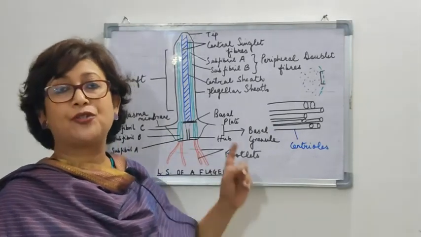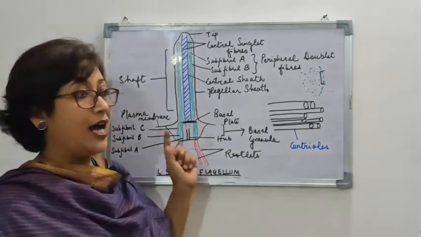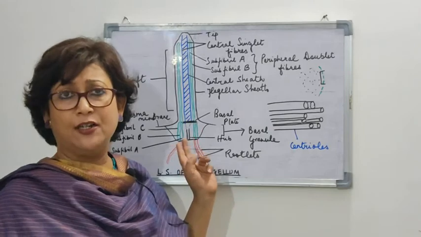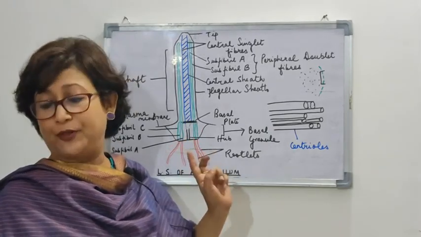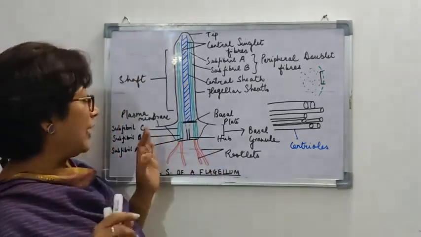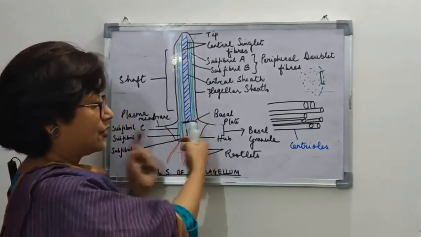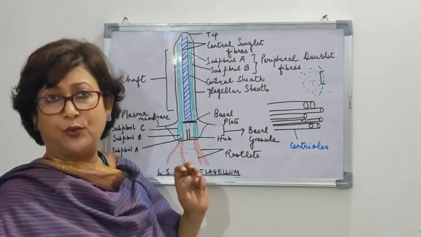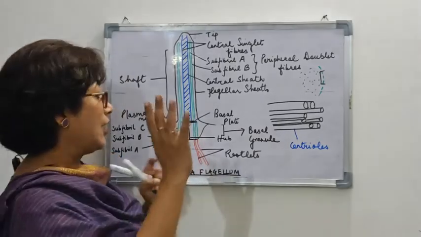Now this part has triplet fibrils, we can say, right? It has triplet fibrils which are present on the periphery. What is the periphery? The side, right? So triplet fibrils which are present towards the periphery without the central fibril.